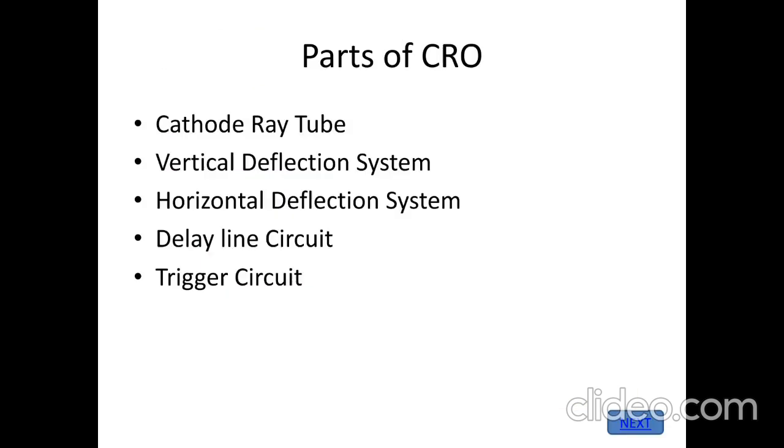Parts of CRO. These are very important parts. First is your cathode ray tube. Second one is your vertical deflection system, horizontal deflection system, delay line circuit, and trigger circuit. Just now we have seen all these things.